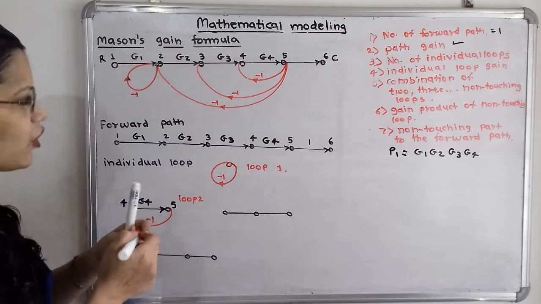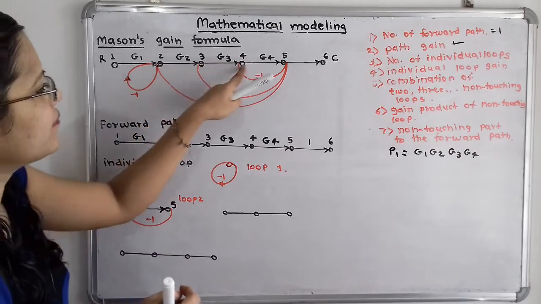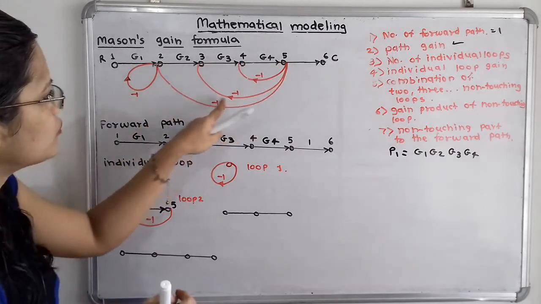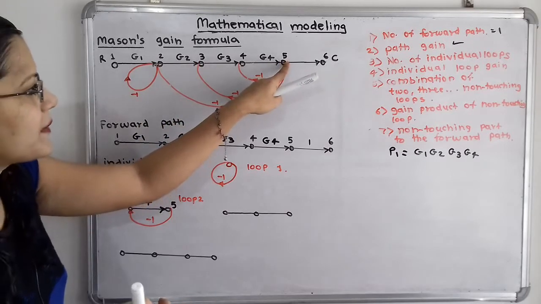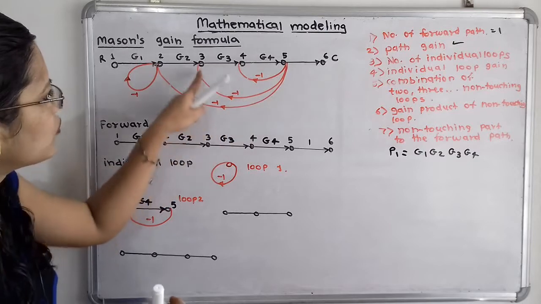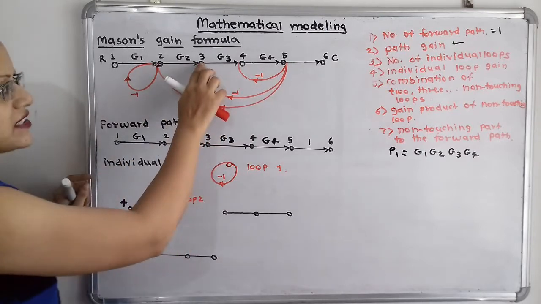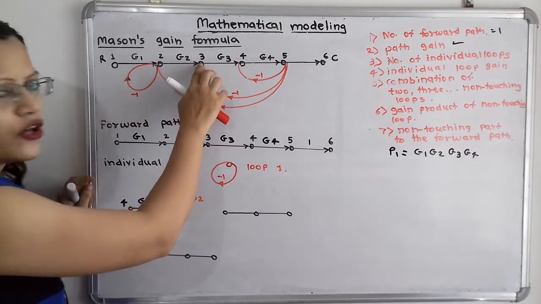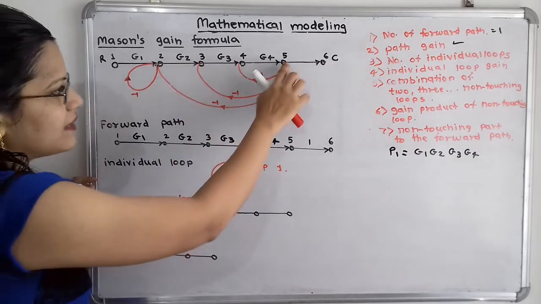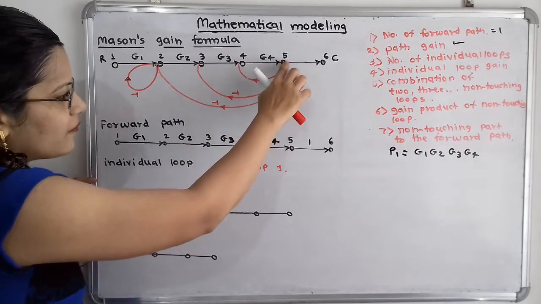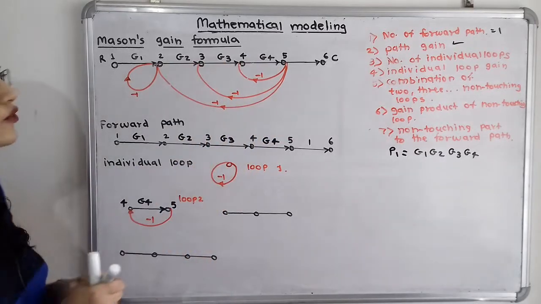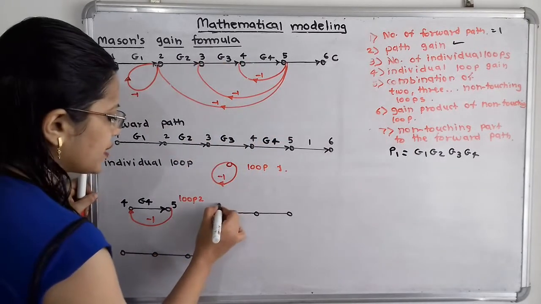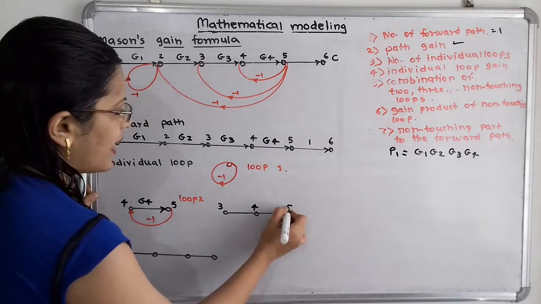Then again if we observe in between node 3, 4 and 5, here is also one feedback path. That is again from this node 5 to node 3. So here this branch starts from node 3, ends at node 5, and again from 5 to 3 this loop is getting completed. So we have to show here. I will give numbers 3, 4, 5.